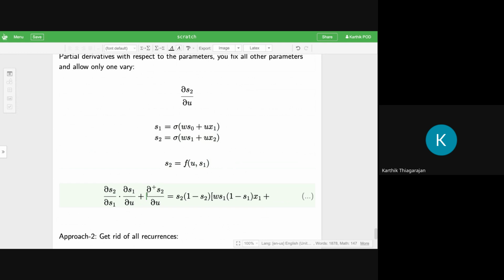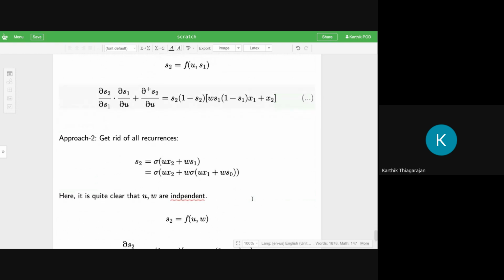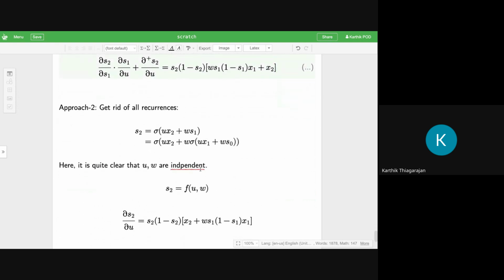Now we come to this part where you treat it as independent functions of U and S1. There, this S2 into 1 minus S2 will be there again, that's why I've taken it out. And then you differentiate this with respect to U, you end up getting an X2. This thing is simpler, the second approach. You express the whole thing just as a function of U, and then you are done.